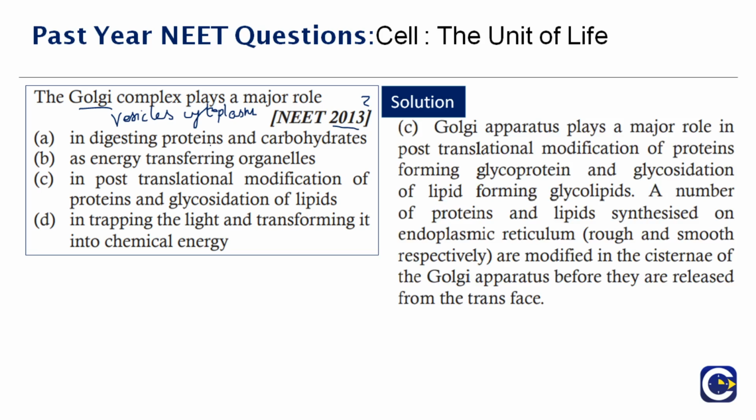Okay, see, to your right side they have explained you the reason. What happens here is it plays say post-translational. What do you mean by post-translational? It is after translation happening. As we all know, a eukaryotic organism will undergo transcription and translation. Likewise, this plays a major role in post-translational modification of proteins, forming glycoprotein and glycosylation of lipids, which form glycolipids as a result. Okay, so therefore the correct answer is option C.